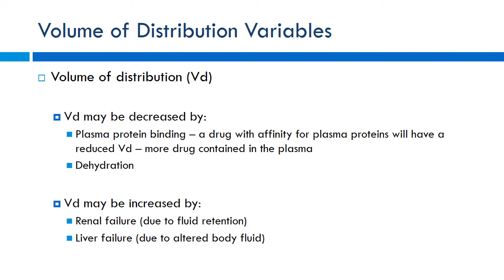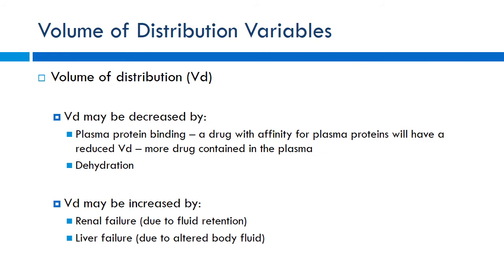Things that can increase volume of distribution would be something like renal failure, where you end up having fluid retention, so you get kind of hypervolemic and you have excess body fluid. That can end up leading to a larger volume of distribution, again, especially for hydrophilic medications.